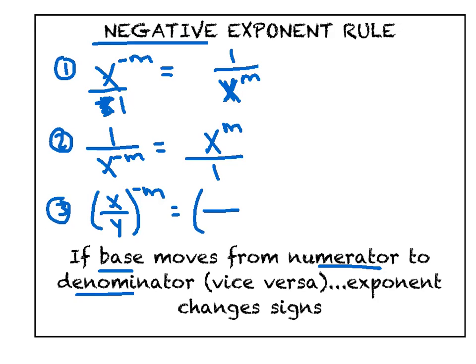First of all, my numerator is going to move to the denominator. What used to be in my denominator is now in my numerator. And once those bases change, we are now raised to the positive m power. So those are three good examples to illustrate that when our base moves from the numerator to the denominator, or vice versa, the exponent is simply going to change.